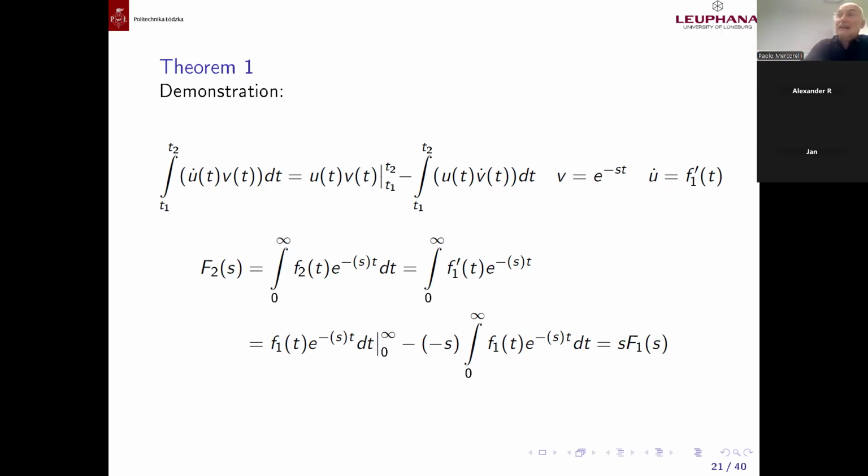Assuming that F1 at time 0 is 0. If not 0, it's easy to see that we have here minus F1 of 0. It's not a problem, because at time infinite, it's 0. But at time 0, if F1 of 0 is not 0, there remains minus F1 of 0.